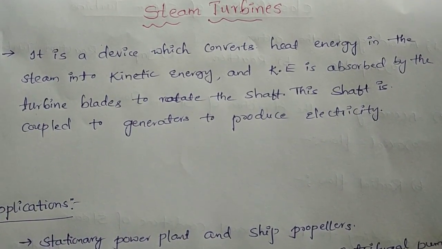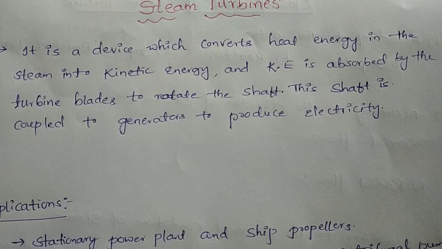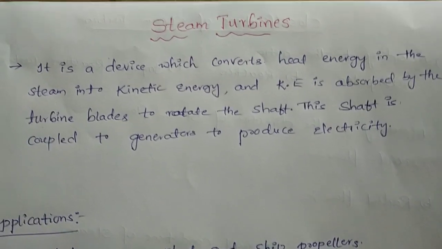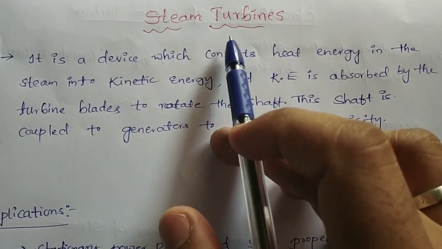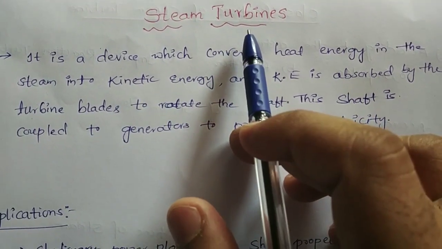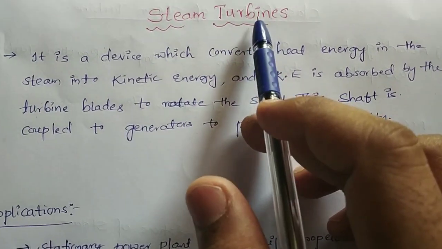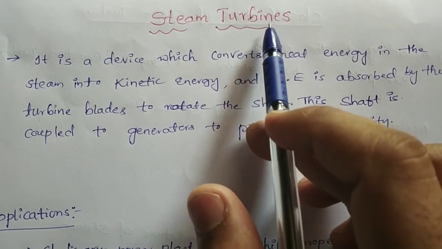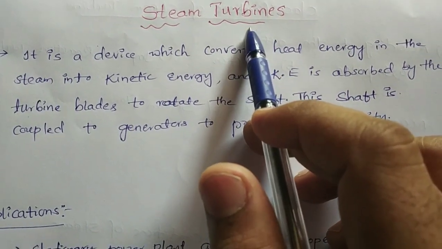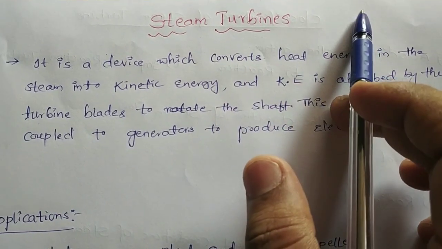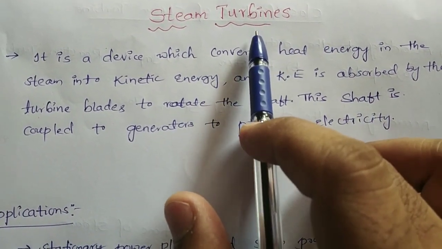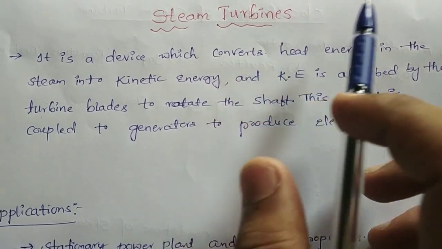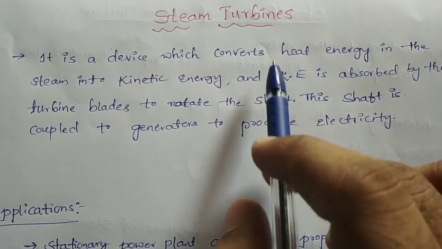Today my topic is steam turbine. There are actually two types of turbines: one is hydraulic turbines, another one is steam turbines. But first of all we need to understand what is meant by turbine. A turbine is a mechanical device which converts hydraulic energy into mechanical energy, or steam energy, that is heat energy, whatever heat is coming from the steam, into mechanical energy. That is called a turbine.